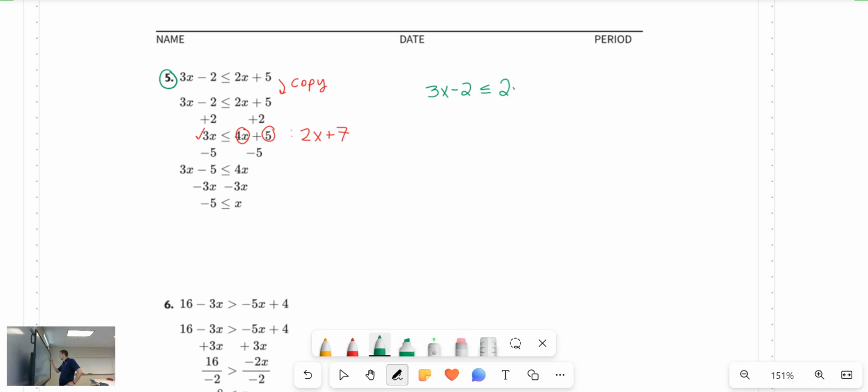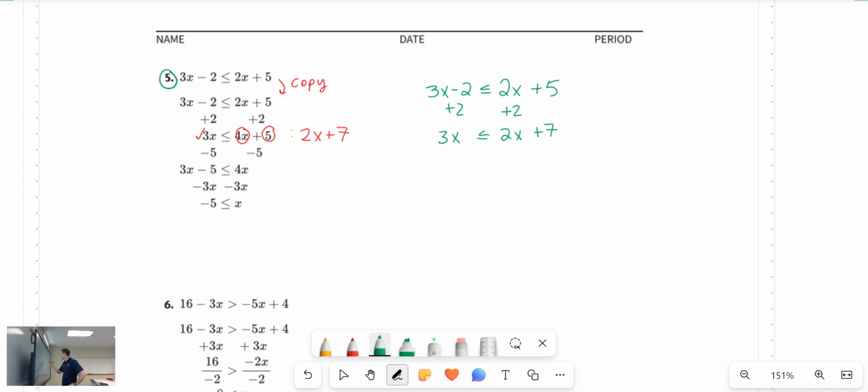2x plus 5. So that's what we got. I like their first step of adding 2 to both sides, but it's sort of where they went wrong, right? So if we add 2 to both sides, we should have 3x is less than or equal to, and then we should have 2x plus 7. So that's where they went wrong.